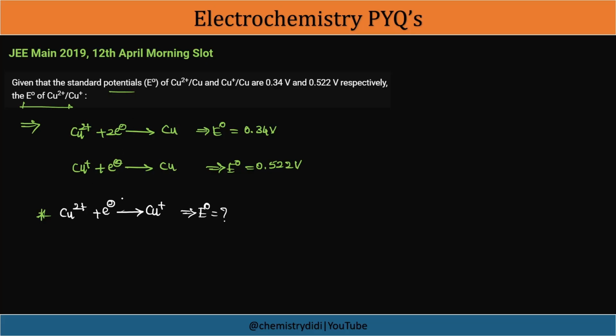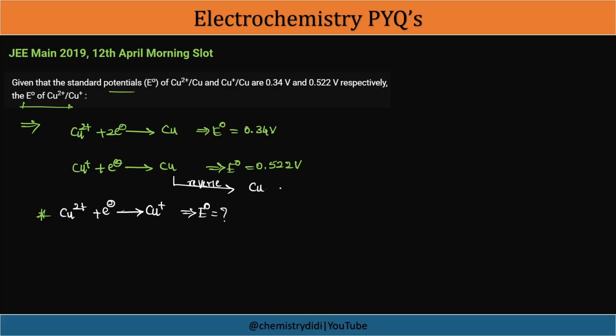Just think about it. See here, Cu2+ is on the left side, and here also it's on the left side. It's perfectly fine. But here we need Cu+ on the right side, while here it is on the left side only. So what can you think about it? You can just reverse this equation. Just reverse it. So what is happening?